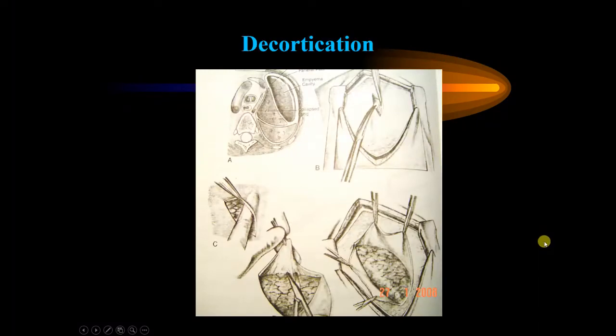Decortication is the operation of choice for patients with the chronic form of empyema, when around the lung a membrane forms with pus and fibrotic tissue, and you have to remove it to control the inflammatory process. This is how it looks schematically in this picture.